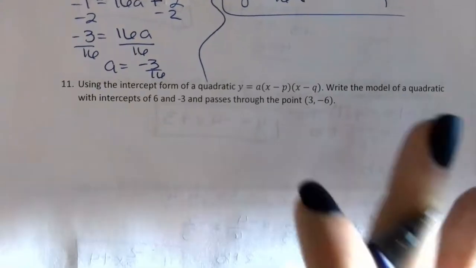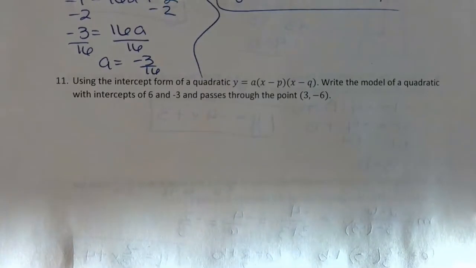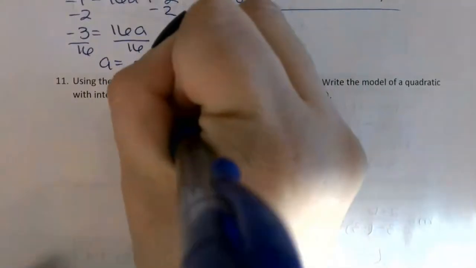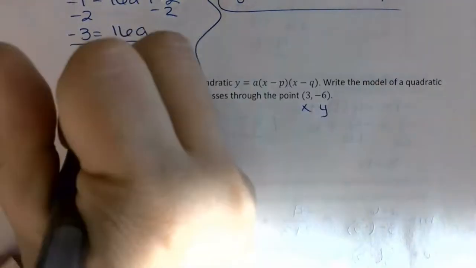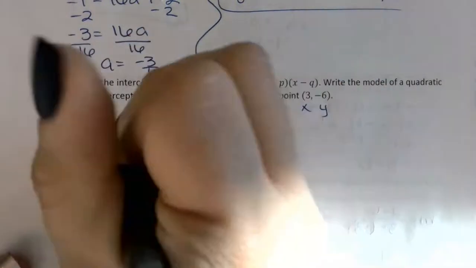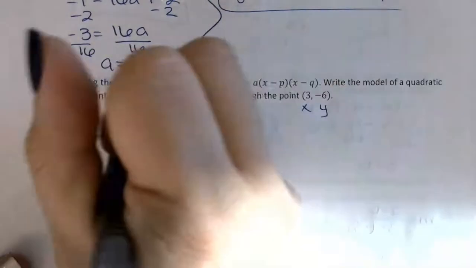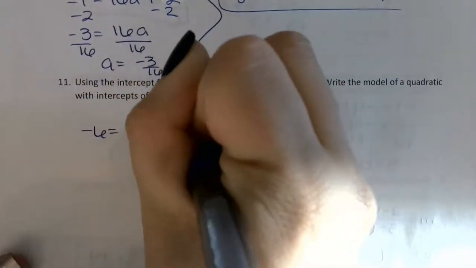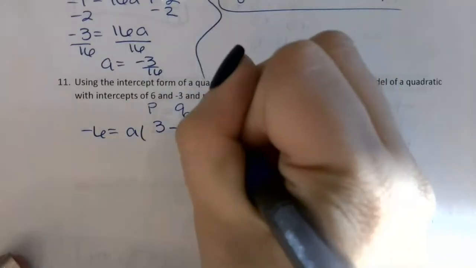Okay, number 11 wants me to use this one, the intercept form, for the quadratic formulas. And it tells me my intercepts are 6 and 3, so P and Q. And then my point is 3, -6, so X and Y. Plug those in. I get -6 equals A, parentheses. I'm going to plug in X twice, so I'm going to have 3 minus 6. And then 3. This one was a -3, so plus 3.